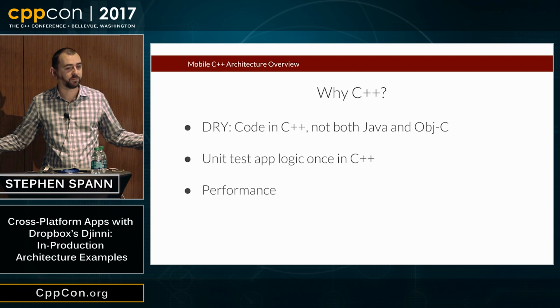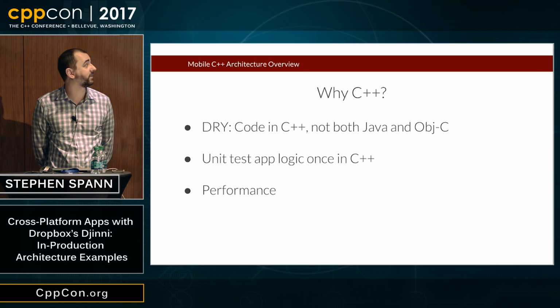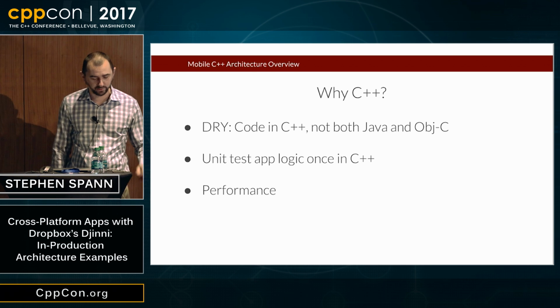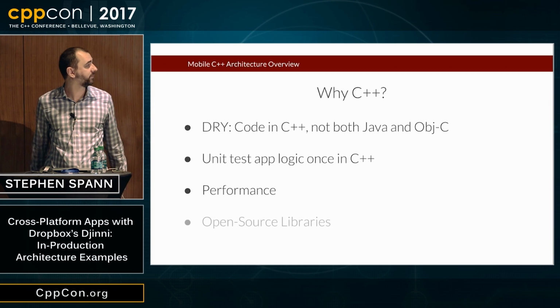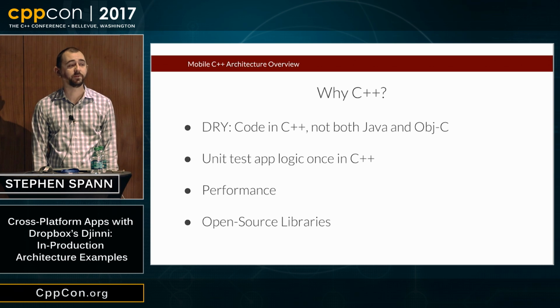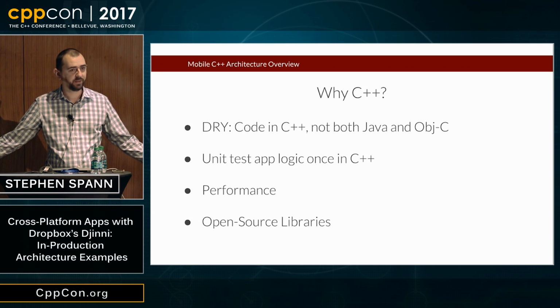Performance: C++ is known for performance. So depending on what your app does, it may benefit from using some C++ libraries instead of the Objective-C or Java equivalents. And the sheer amount of open source libraries available in C++ is somewhat of a motivation, for example, Boost.